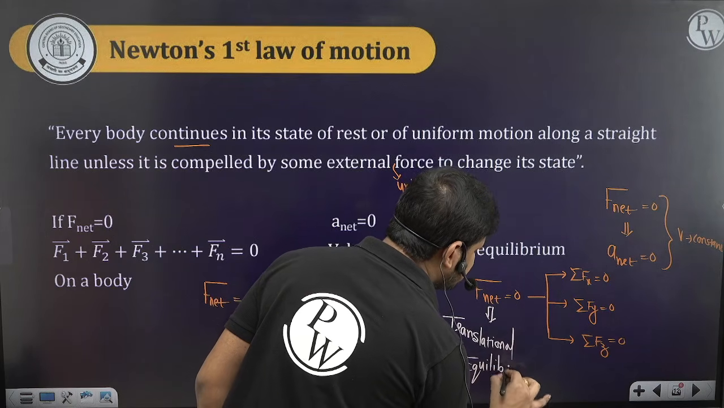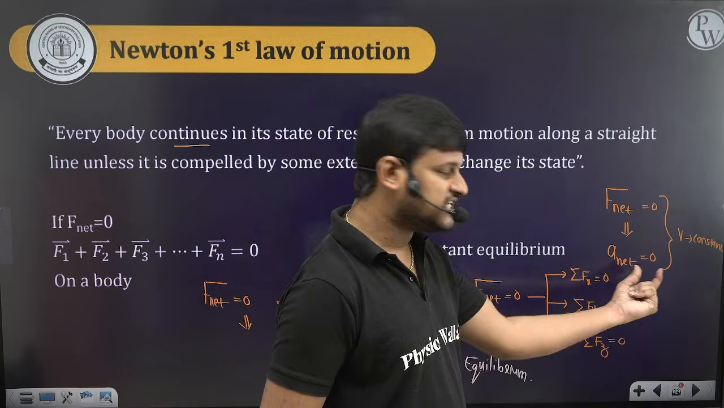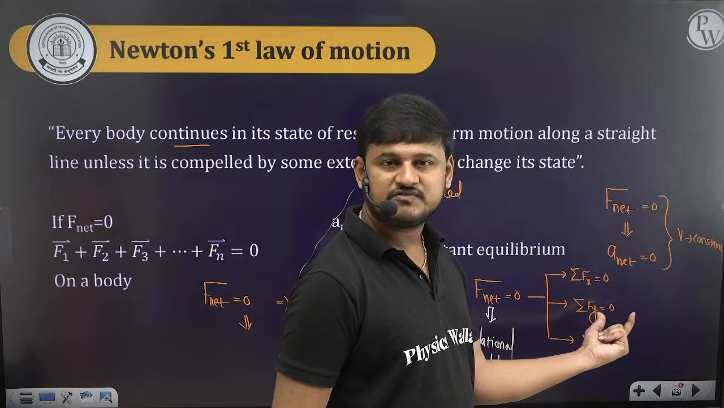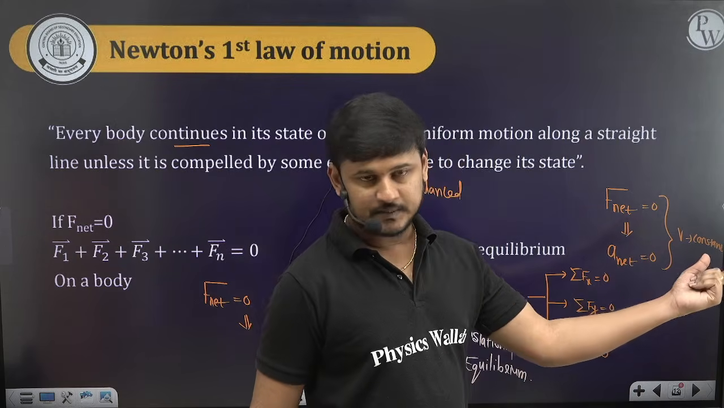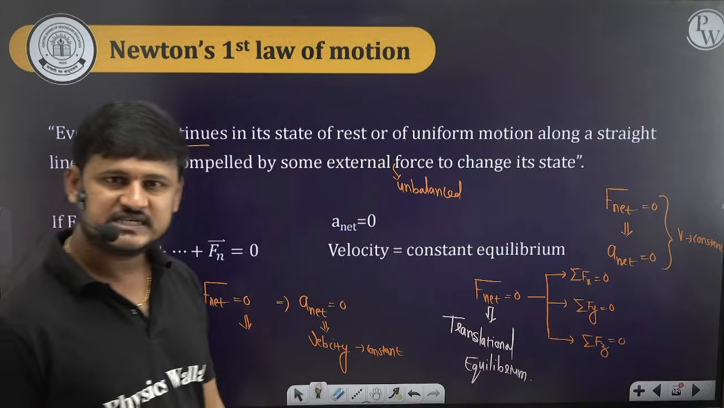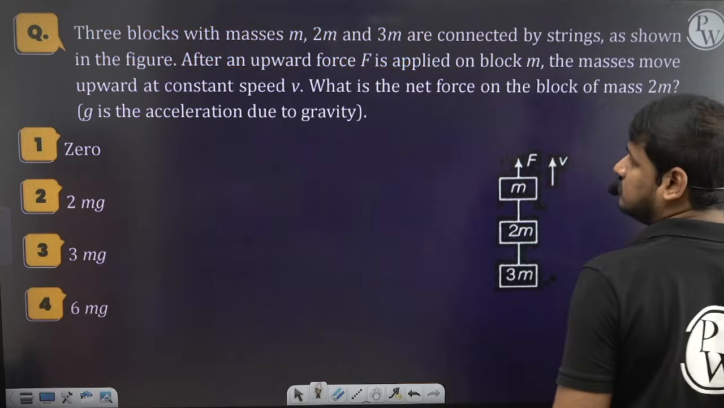So just understand the basics. If the summation of forces in the X direction is 0, the body is said to be in horizontal equilibrium. Summation of forces in the Y direction being 0 means vertical equilibrium, and in the Z direction it is in equilibrium. Understanding? Clear? Now, let's move to the question.